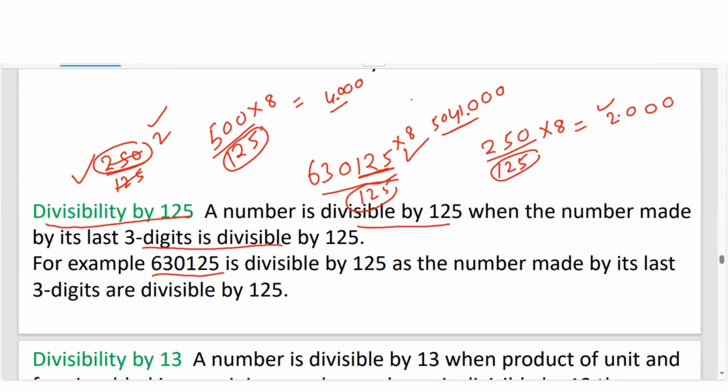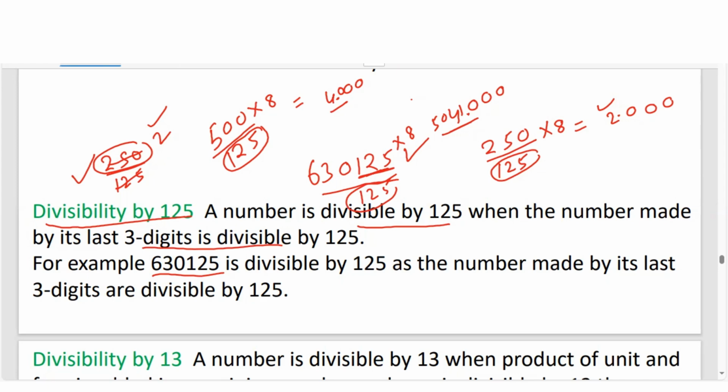If any number is given and you want to divide by 125, then the technique is what? Don't divide, just multiply the numerator by 8, and then after 3 digits you put the decimal, and you will get your right answer. So for any number given, you can find it by this. Let us see one more example.